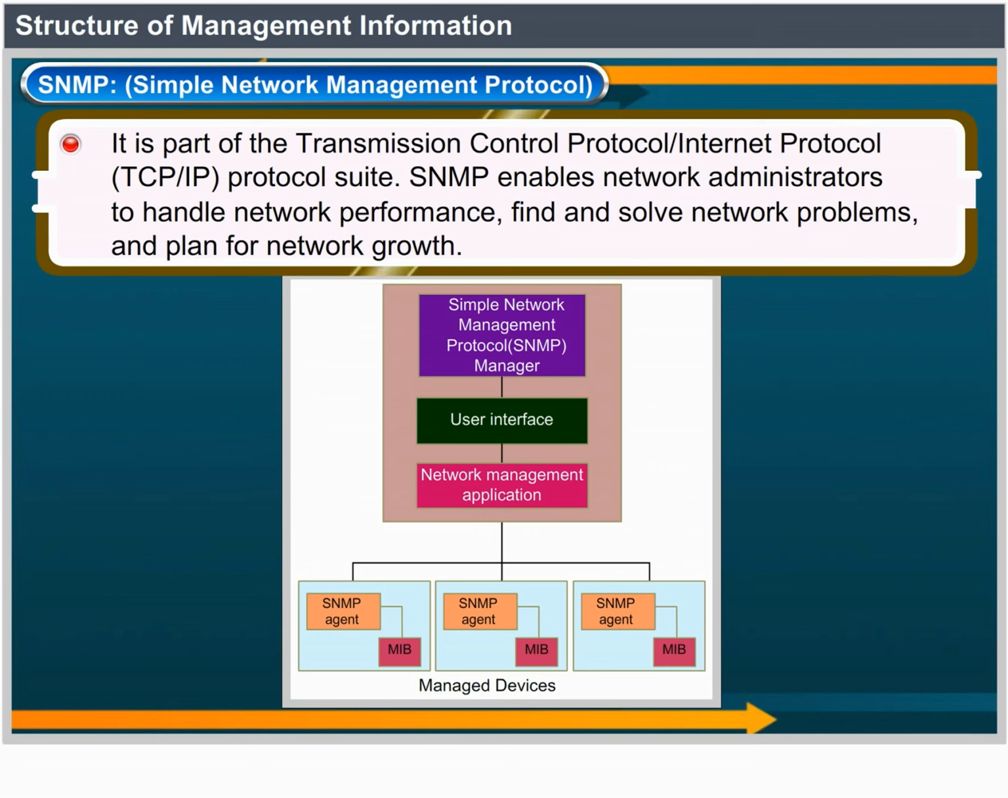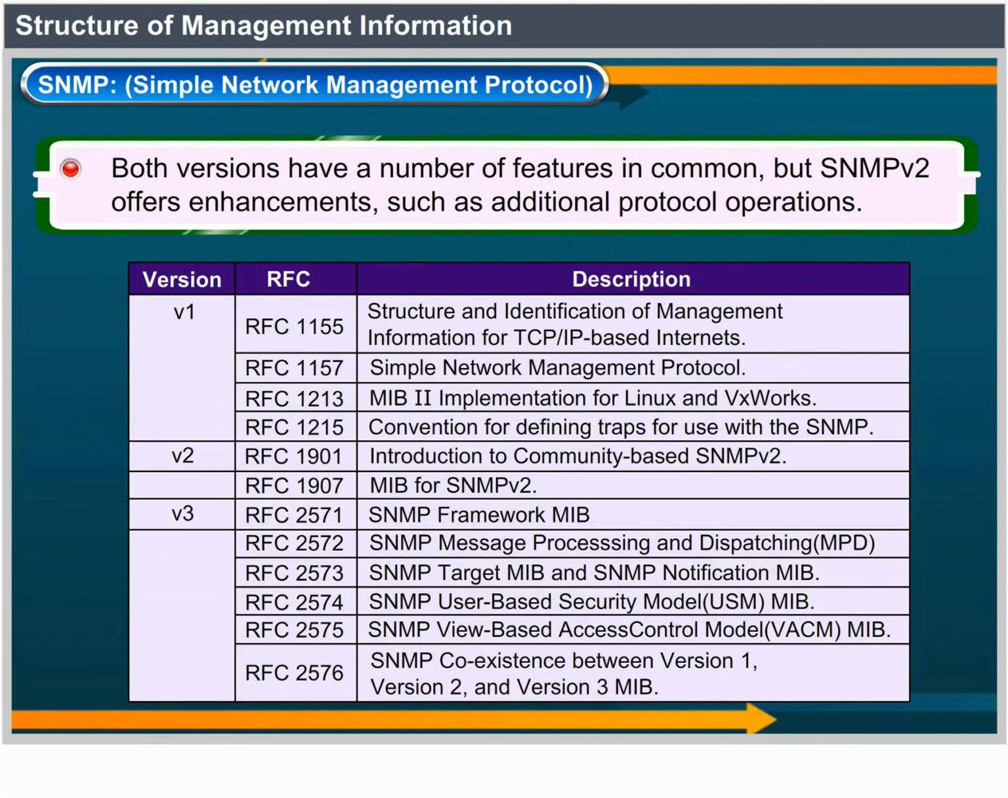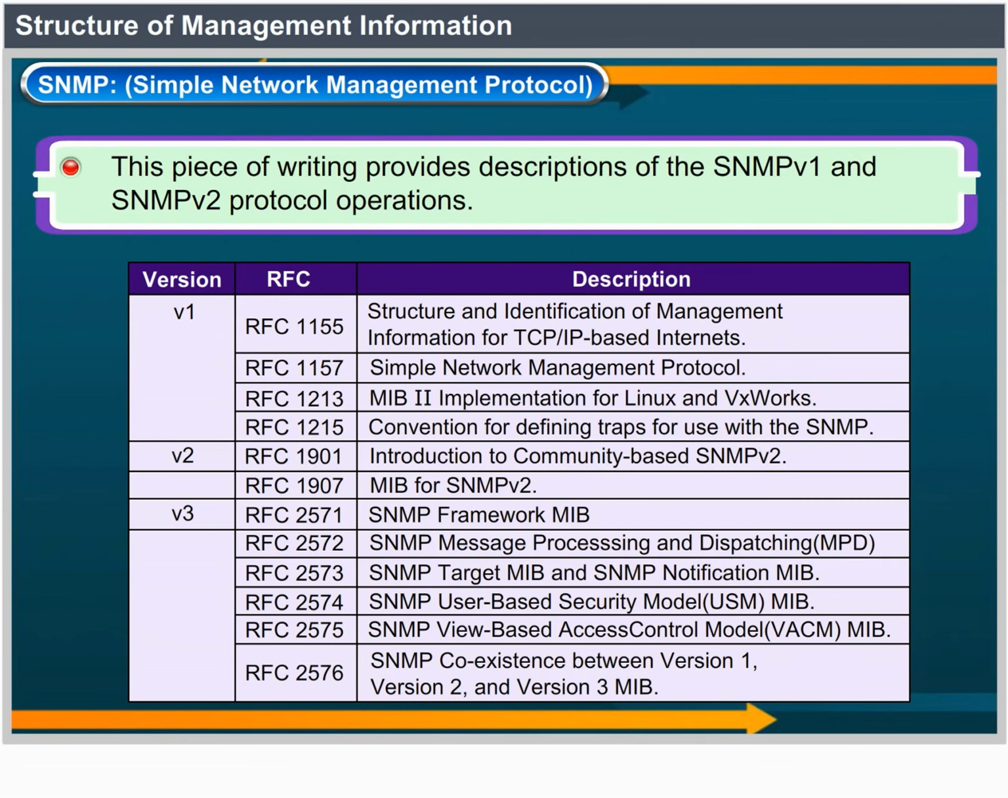Two versions of SNMP exist: SNMP version 1, SNMP v1, and SNMP version 2 or SNMP v2. Both versions have a number of features in common, but SNMP v2 offers enhancements such as additional protocol operations. Standardization of yet another version of SNMP, SNMP version 3 or SNMP v3 is pending. This article provides descriptions of the SNMP v1 and SNMP v2 protocol operations. SNMP facilitates the exchange of network information between devices and a basic network management.